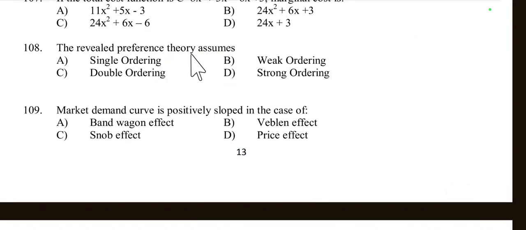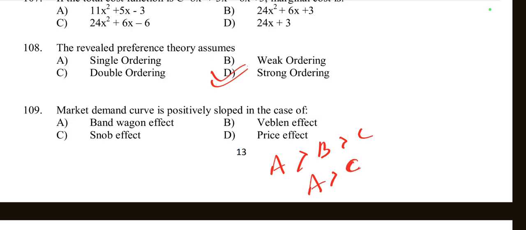Then 108, the revealed preference theory assumes single ordering, weak ordering, double ordering, or strong ordering. Revealed preference theory assumes strong ordering, which means that consumers have a definite order of preferences and are not indifferent between different combinations of goods. So if a consumer prefers A to B and B to C, then he also prefers A to C. So it is called strong ordering.